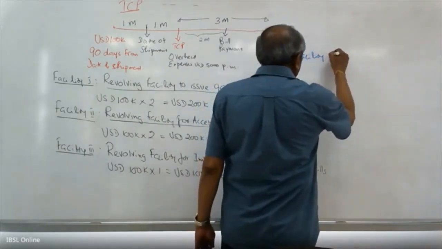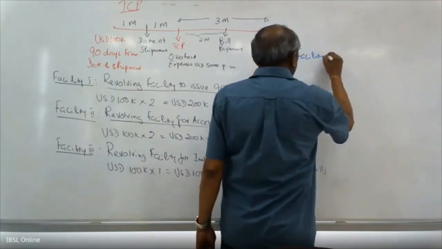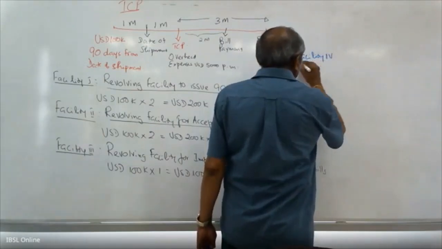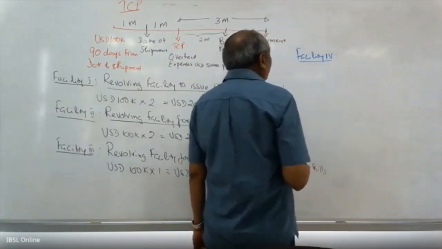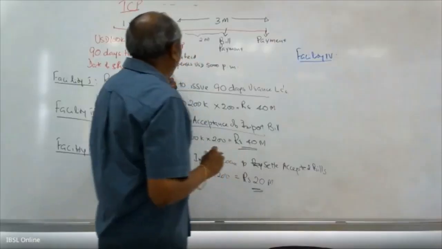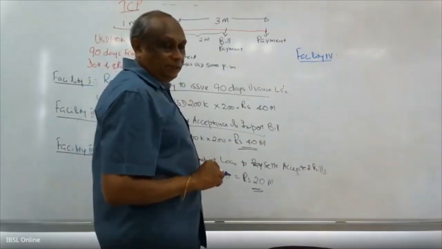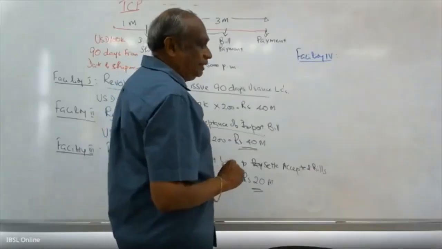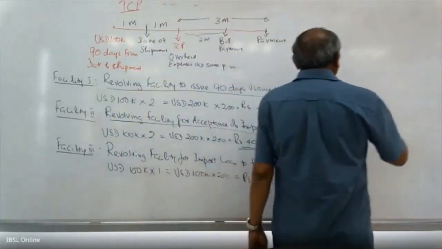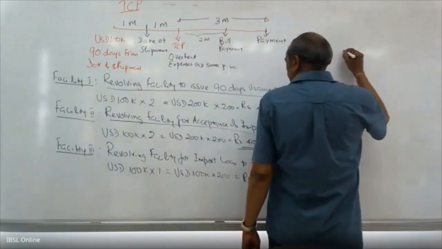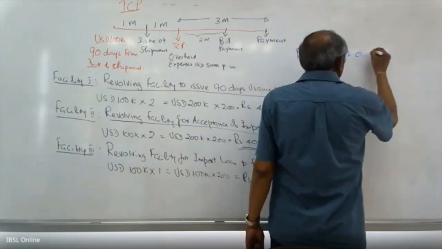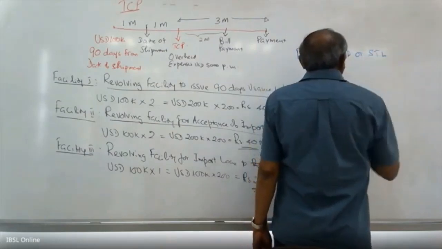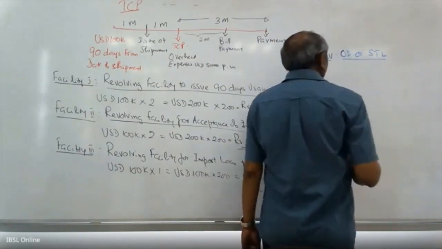Facility 4. That is to pay overhead expenses. What is the facility we give? STL, OD or short-term loan. Short-term loan. Import loan, short-term loan.